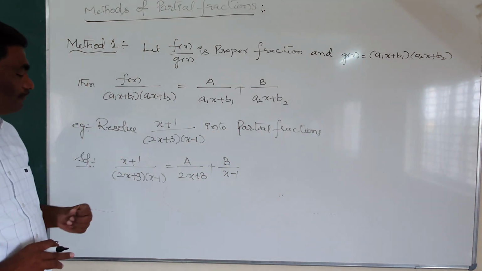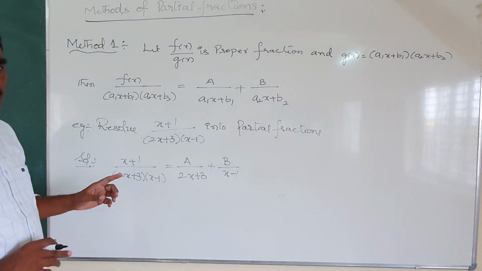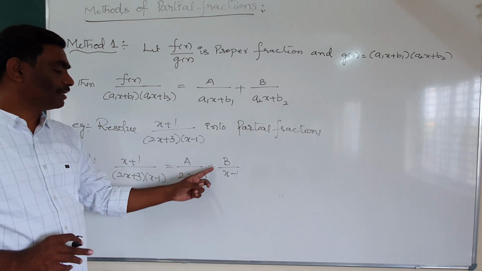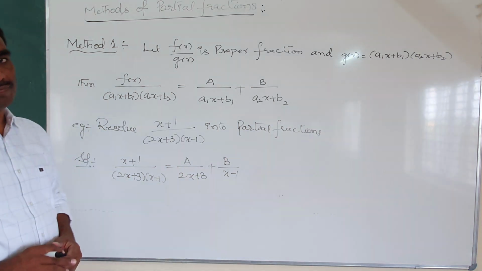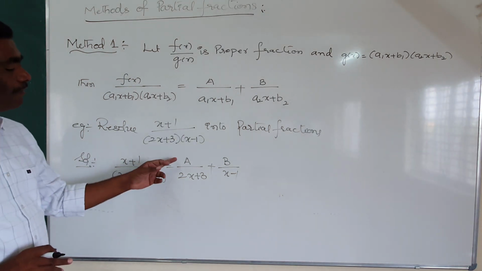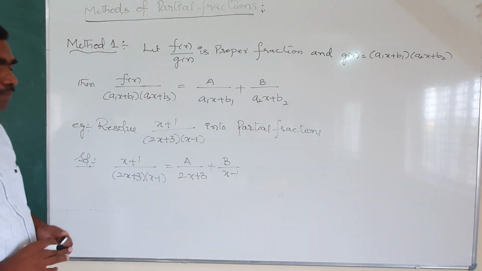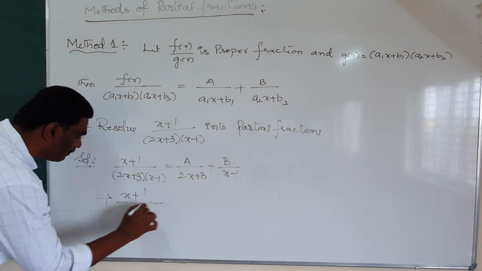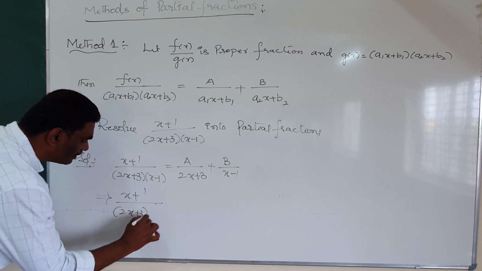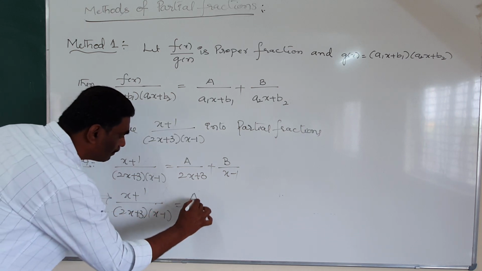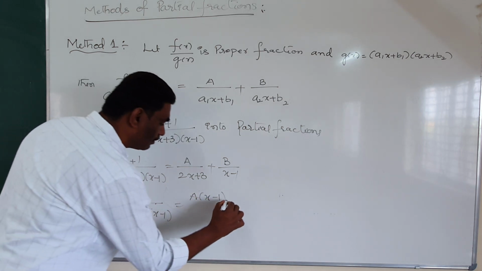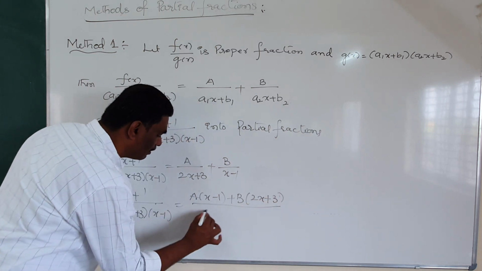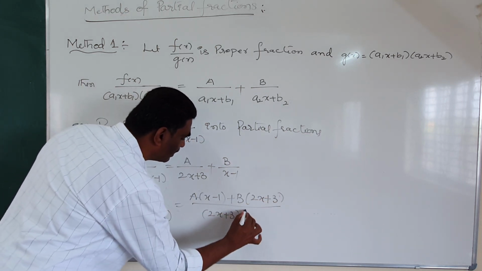This belongs to method 1. So according to method 1, the left hand side can be written as A by the first linear factor of the denominator plus B by the second linear factor of the denominator. To find the values of capital A and capital B, we take the LCM of the right hand side. (x + 1)/((2x + 3)(x − 1)) = [A(x − 1) + B(2x + 3)]/((2x + 3)(x − 1)).